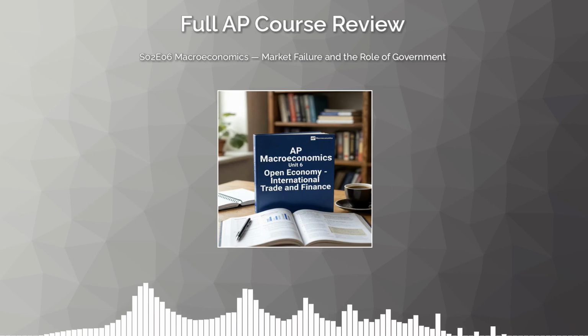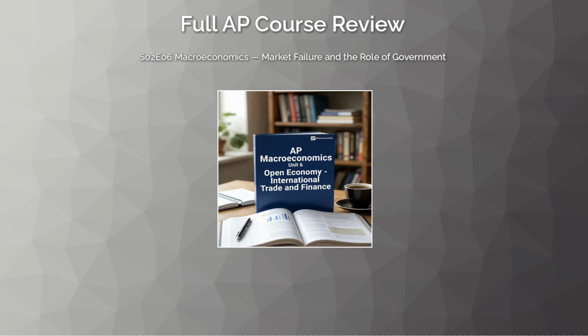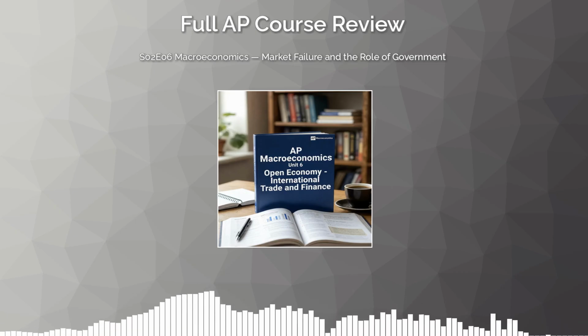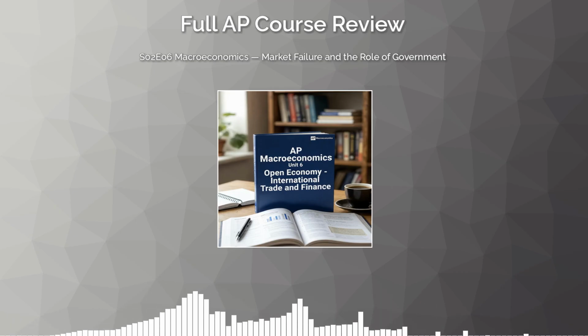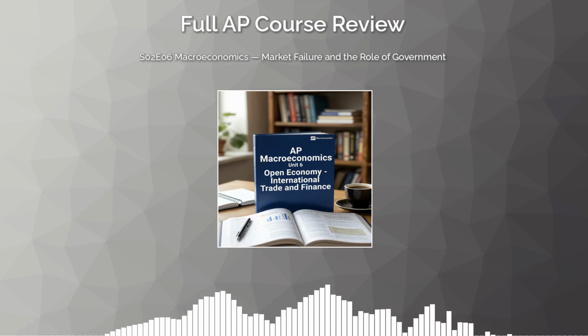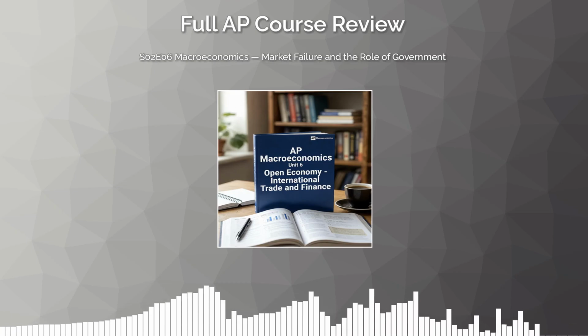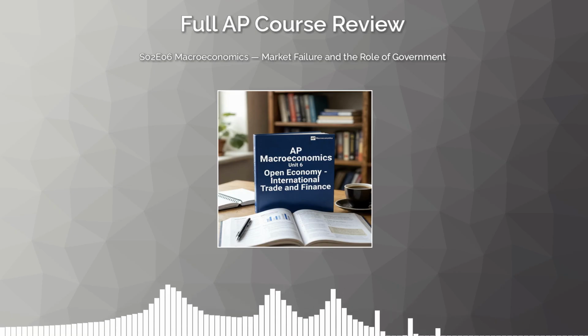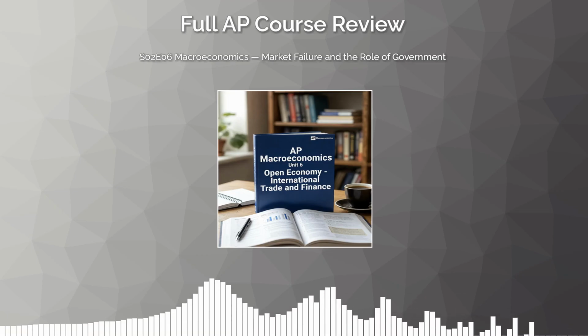Foreigners use those dollars to buy U.S. assets, real estate, stocks, government bonds. So a current account deficit is always matched by a financial account surplus. This is the double-entry bookkeeping principle at the national level, and it's one of the most testable ideas in this entire unit. A helpful analogy.